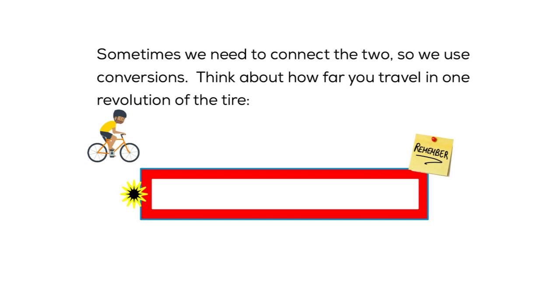One revolution is going to be equal to your circumference. And that will connect the two ideas, the angular to the linear. Now your circumference, remember your formula for that is 2 pi r, or sometimes we just do pi d. It kind of depends on what they give you. If they give you the radius, we typically use this. If they give us the diameter, we'll do pi times d, whichever one's handier.